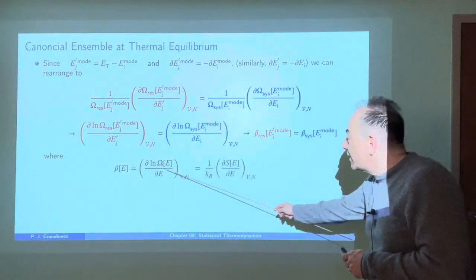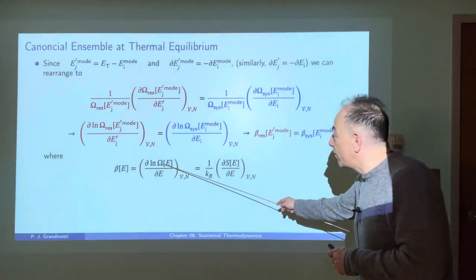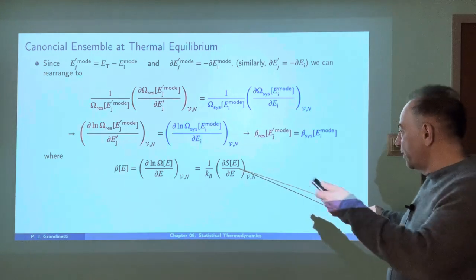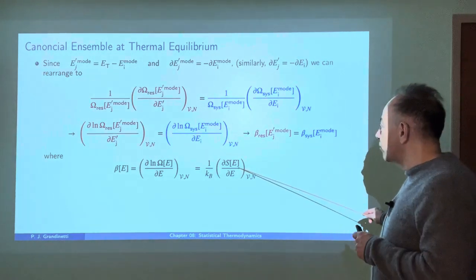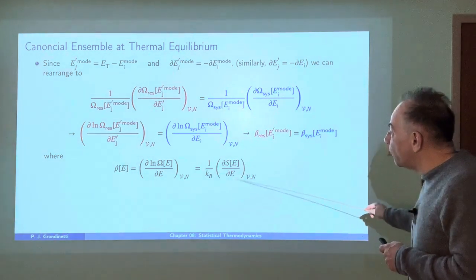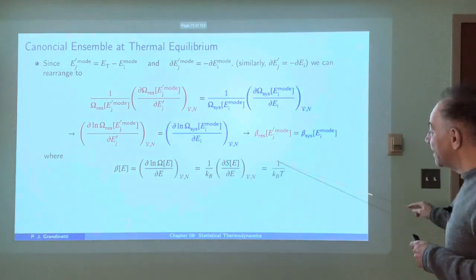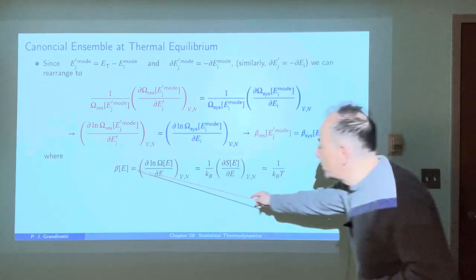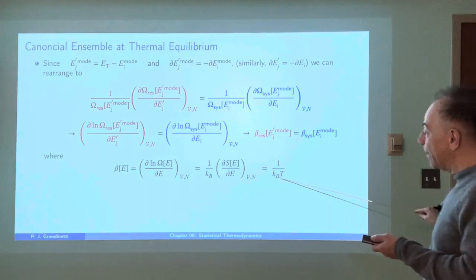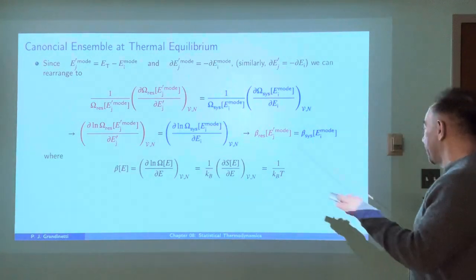When we look at this, we see that the log of the number of states is just the entropy from Boltzmann's law, which we saw in the first chapter from Boltzmann's equation. And this term we learned from thermodynamics is just the temperature. So this beta term is just 1 over kBT, where kB is the Boltzmann constant.